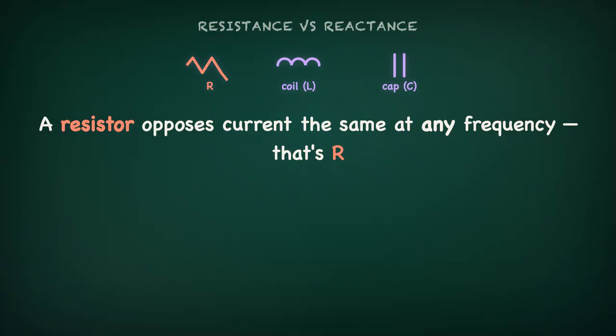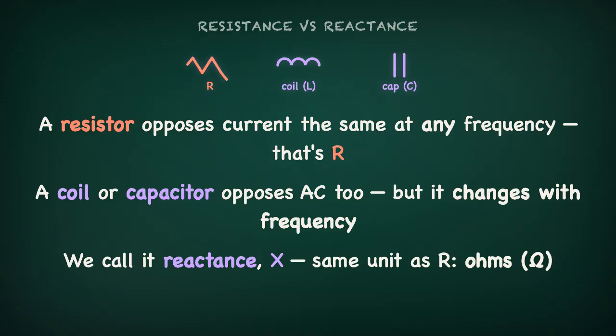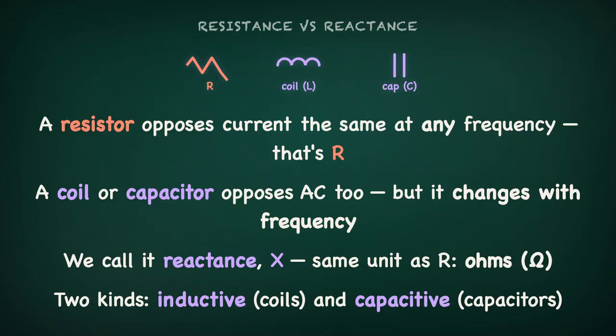A resistor opposes current the same at any frequency. That's resistance, R, measured in ohms. A coil or a capacitor also opposes AC current, but their opposition changes with frequency. We call that reactance, and we label it X. Good news, it's measured in the same unit as resistance, ohms. There are two kinds, inductive reactance from coils and capacitive reactance from capacitors.